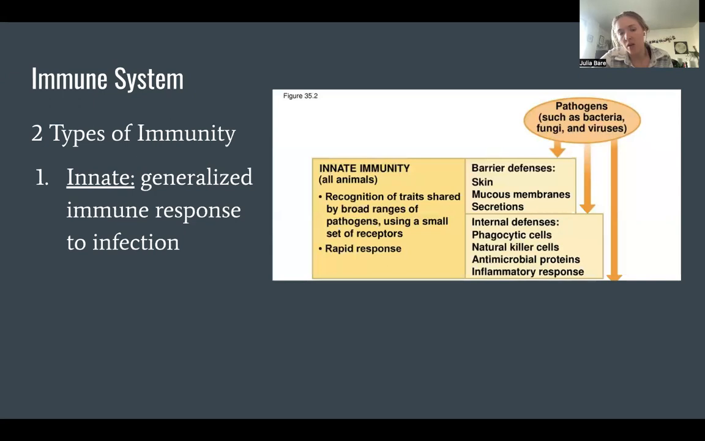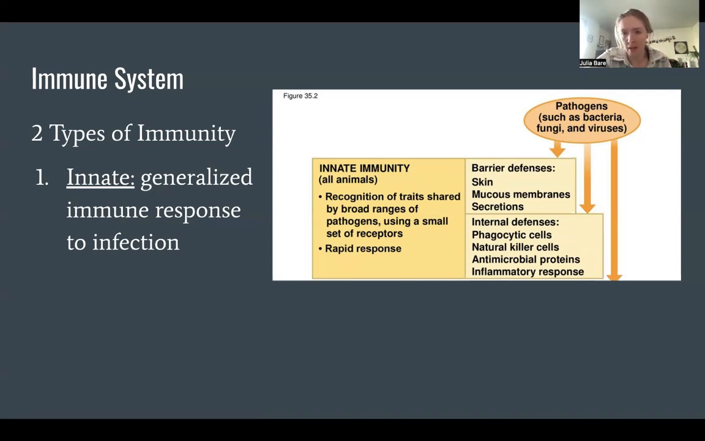So to get us started, in order to understand this particular mechanism of infection for COVID-19, we have to talk about the immune system. So we're going to talk about the immune system first to then talk about how COVID-19 bypasses your immune system and affects your body.